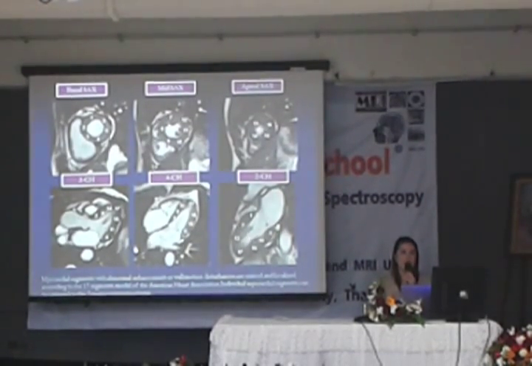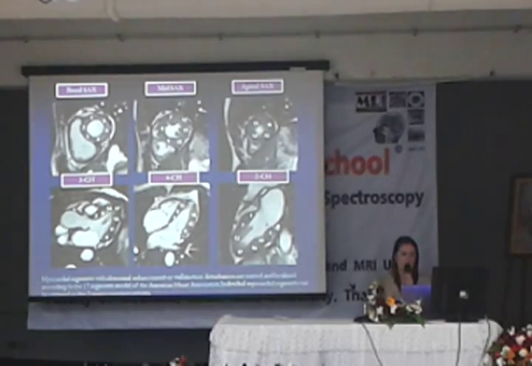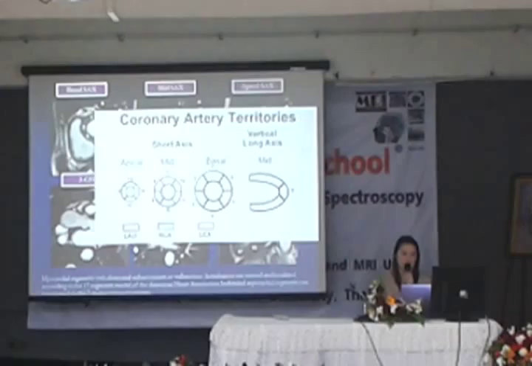This slide summarizes the standard cardiac views that we use: the short axis views at the basal, mid, and apical parts of the left ventricle, and the 3-chamber, 4-chamber, and 2-chamber views. With all these standard views, we can visualize all 17 segments of myocardium according to the American Heart Association and use this segmentation for further evaluation of coronary artery territories.